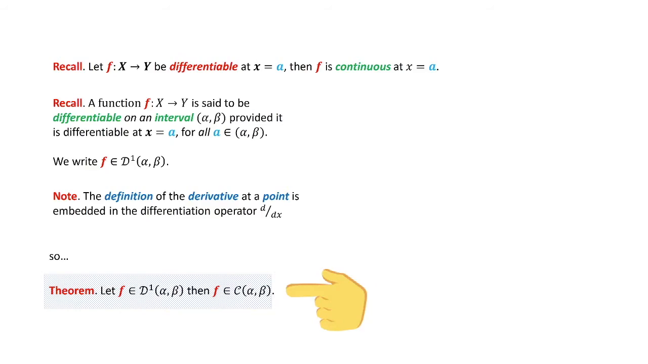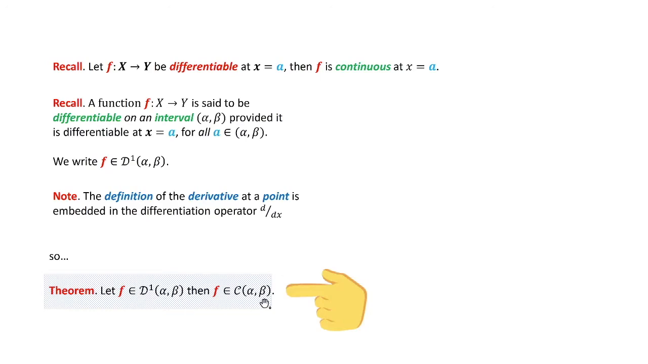So let's come up with some other things we know. We know if a function is differentiable at a point, at a number, it's continuous. And we say a function is differentiable on an interval if it's differentiable at all x values in that interval. So combine these two and we say if a function is differentiable on that interval, then it's continuous on that interval.